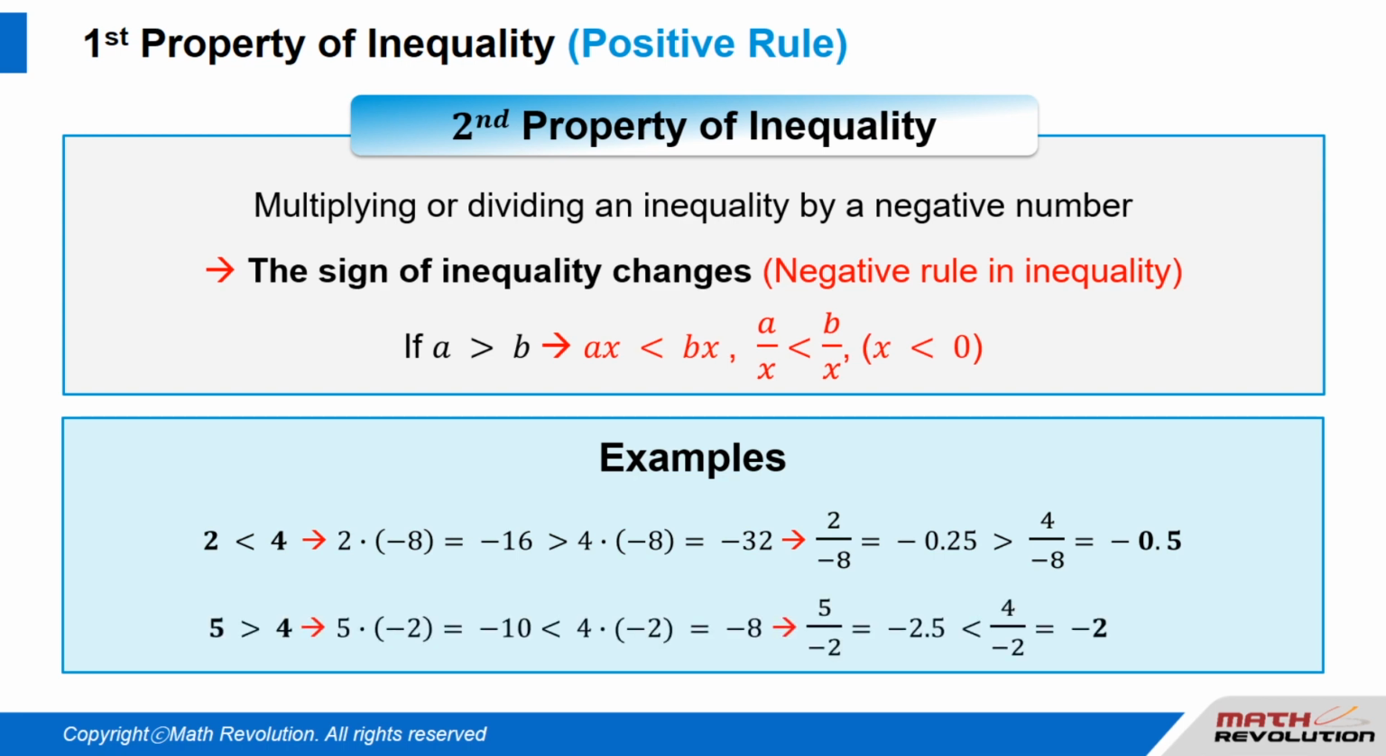5 is greater than 4 means that 5 times negative 2, equal to negative 10, is less than 4 times negative 2, which equals negative 8. And 5 over negative 2, equal to negative 2.5, is less than 4 over negative 2, which equals negative 2.